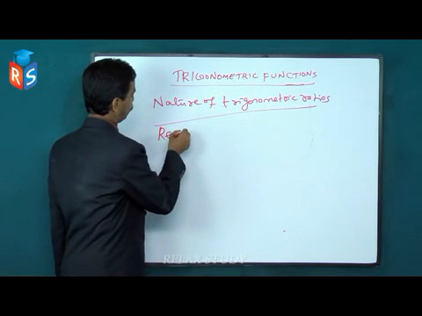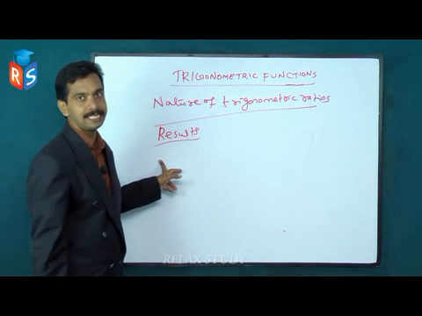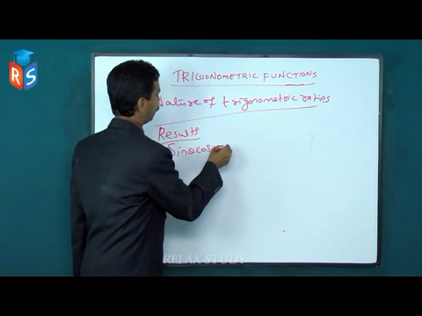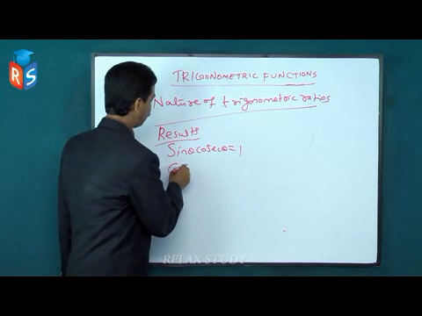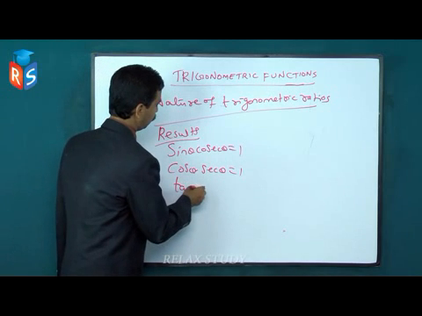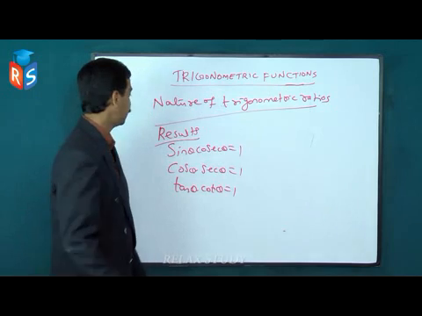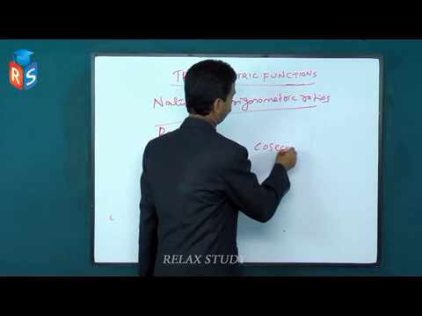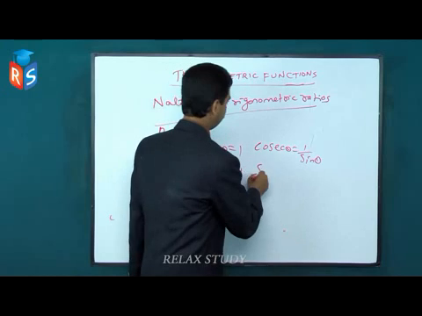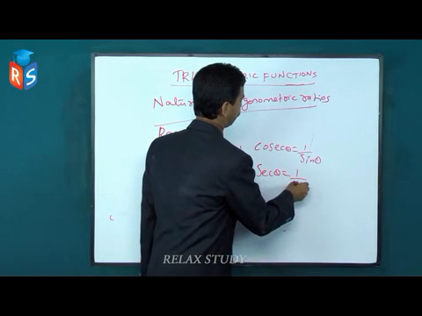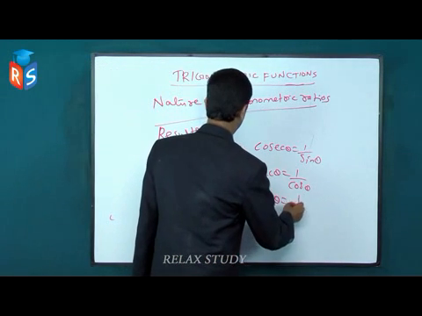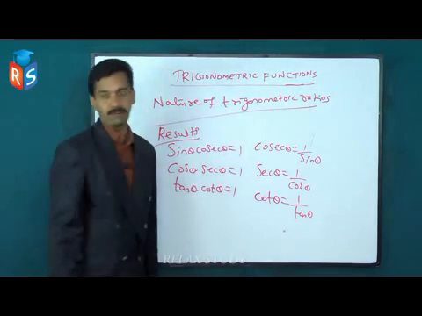Next are some results. I told you sin theta and cosec theta are reciprocals, so their product sin theta into cosec theta equals 1. Similarly, cos theta into sec theta equals 1. Also, tan theta into cot theta equals 1. In other words, cosec theta equals 1 by sin theta, or sin theta equals 1 by cosec theta. Sec theta equals 1 by cos theta, or cos theta equals 1 by sec theta. Similarly, cot theta equals 1 by tan theta, or tan theta equals 1 by cot theta.